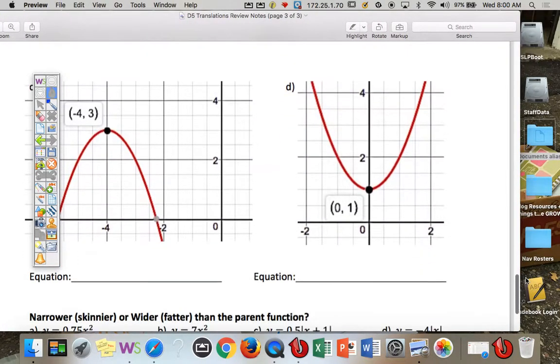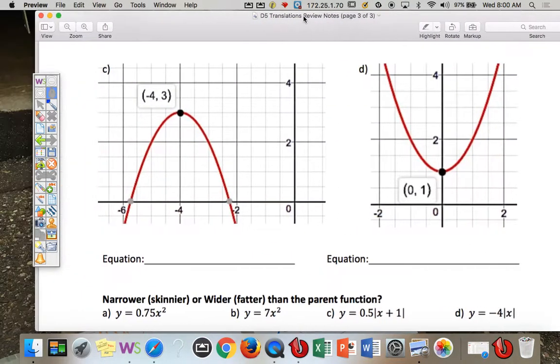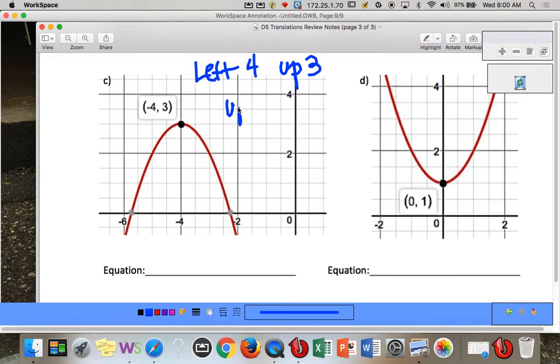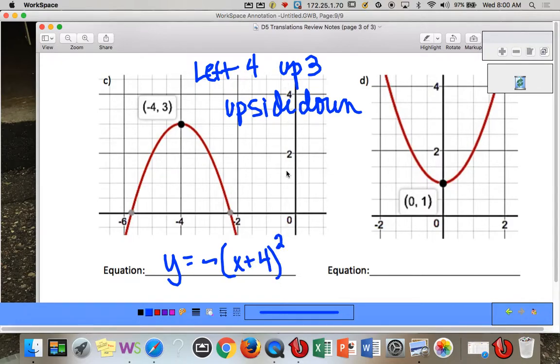Okay, we got 2 left. 2 parabolas, so we know the parent function is x squared. And again, let's see how it shifts. So this one goes left 4, goes up 3, and it's upside down. So we have y equals, the upside down is negative, and then left 4 is x plus 4. It's a parabola, so you need to square it on the outside, and then up 3, so +3.